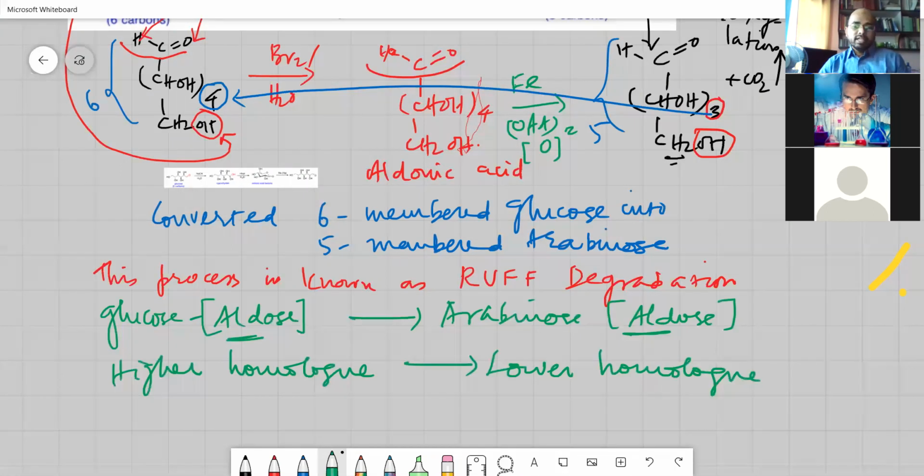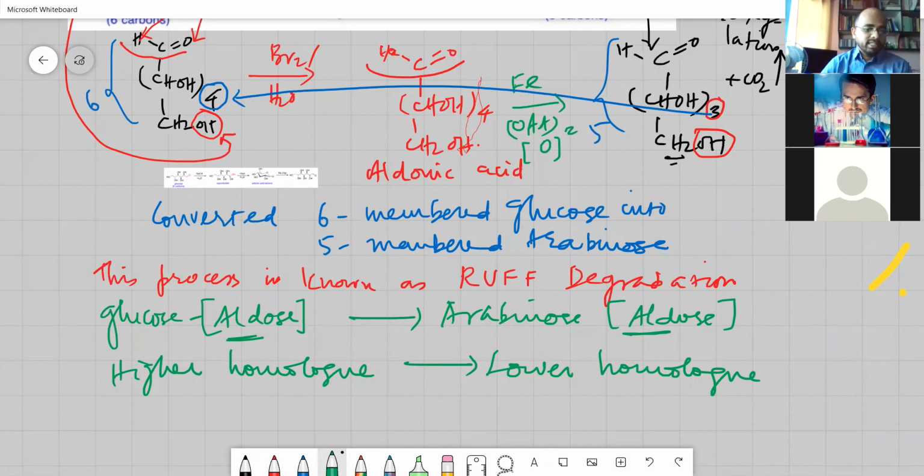So you get questions like, how will you convert glucose into arabinose, or how will you convert a 6-membered carbohydrate into a 5-membered carbohydrate, or how will you get a lower homolog from a higher homolog, or what happens when you add bromine water followed by ferric acetate and decarboxylation.